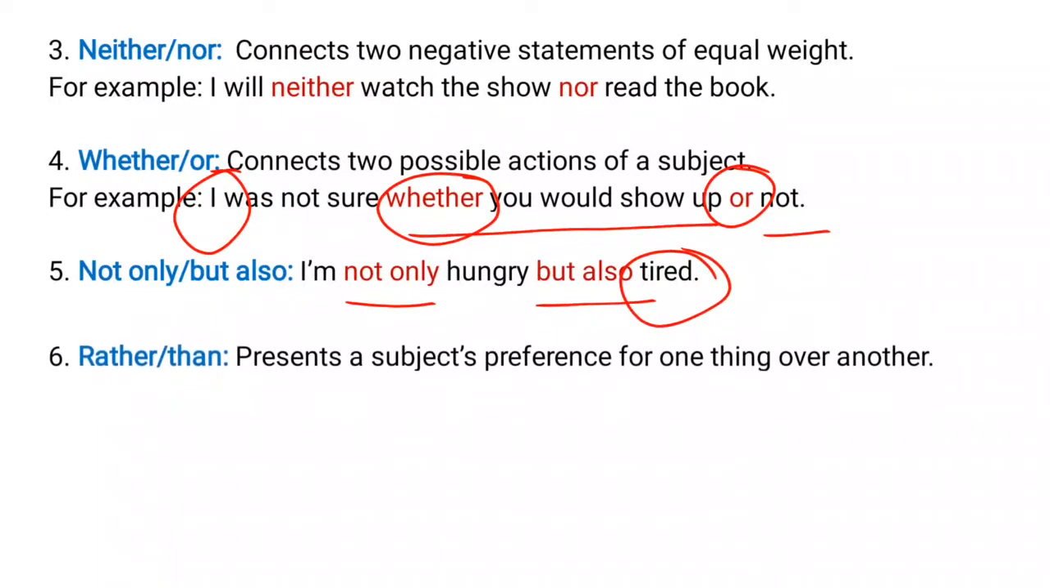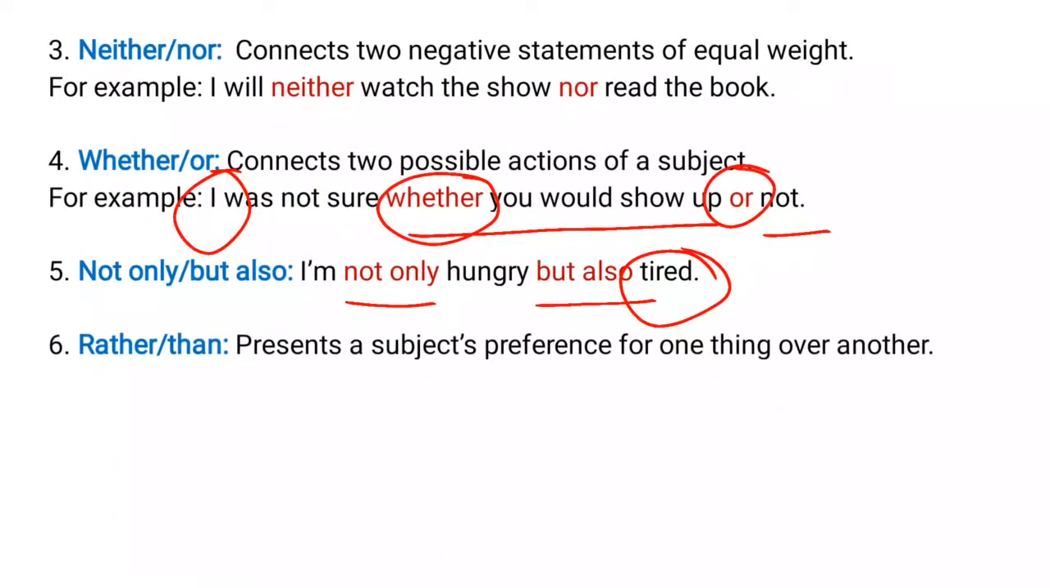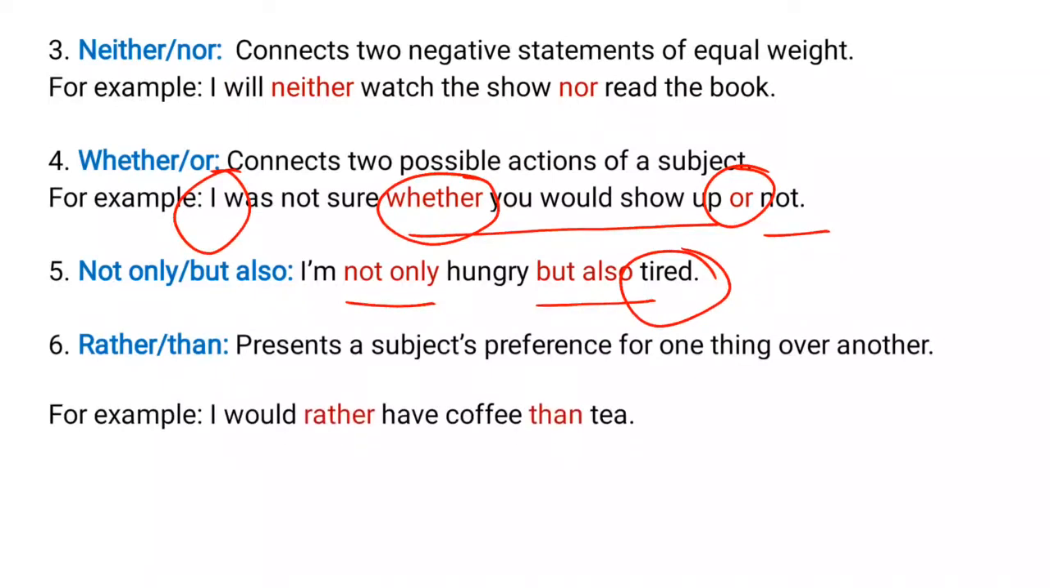If we talk about other correlative conjunctions like rather than, now this particular pair presents a subject's preference for one thing over another. Let's understand how.